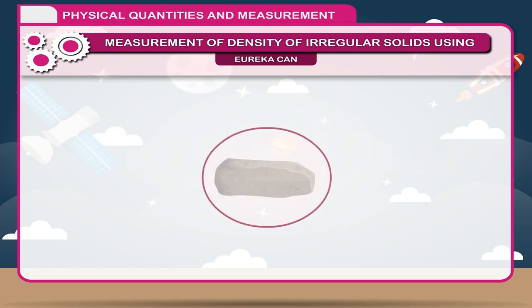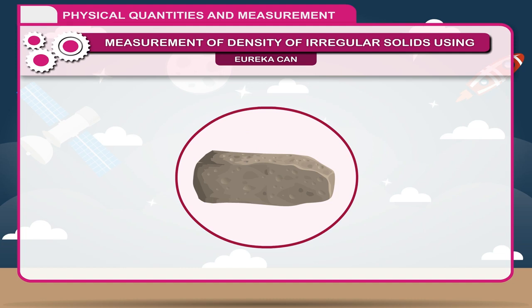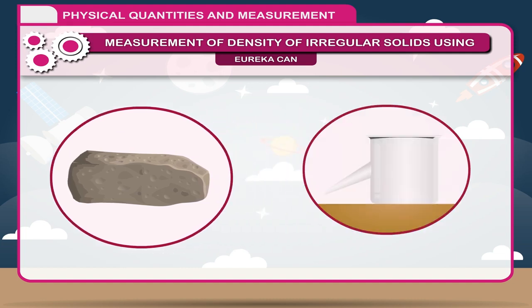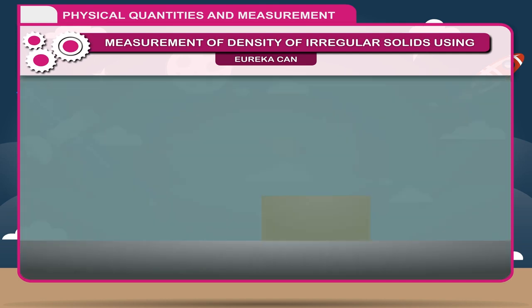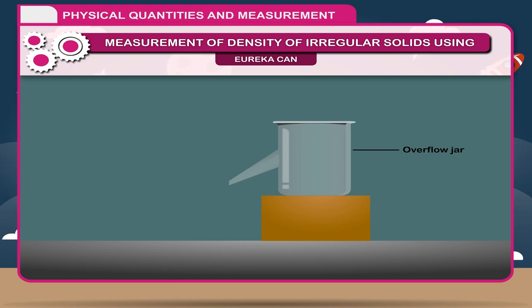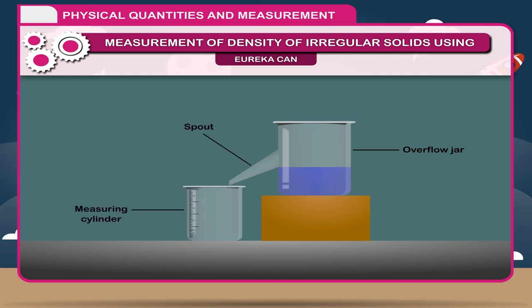Activity: to measure the volume of an irregular solid using an overflow jar or Eureka can. Take an overflow jar made of metal or glass with an overflow outlet as shown in the figure. Pour water into the jar till it just overflows. Place a measuring cylinder just under the spout of the overflow jar.